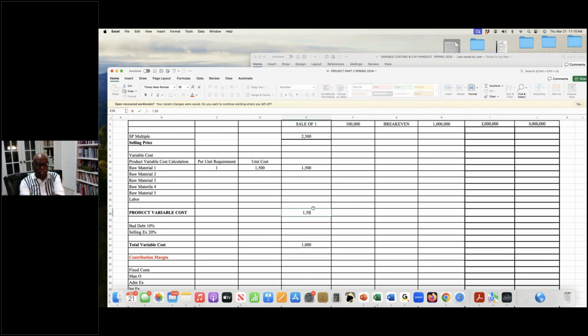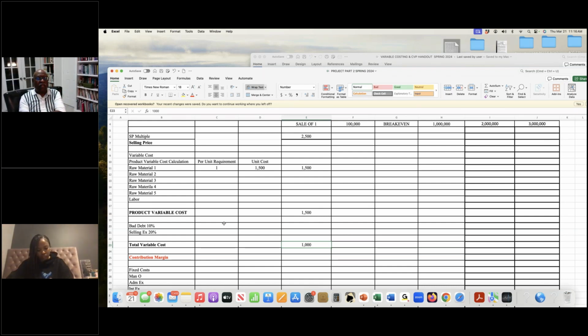Hey, Professor, is this the same spreadsheet you want us to download for today? Because mine looks different than that. You can use the one you have, but I probably want you to download this one, and you will find this in the project part 2. In the project, the only thing you don't have is this part here, but I would prefer that you download this one, and it's in the project part 2.